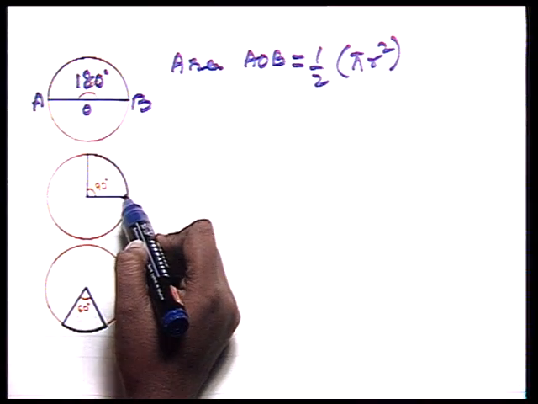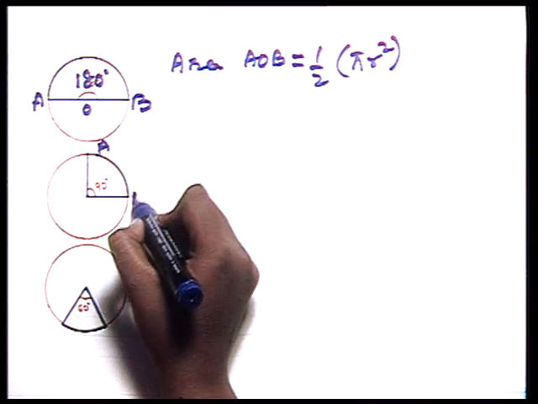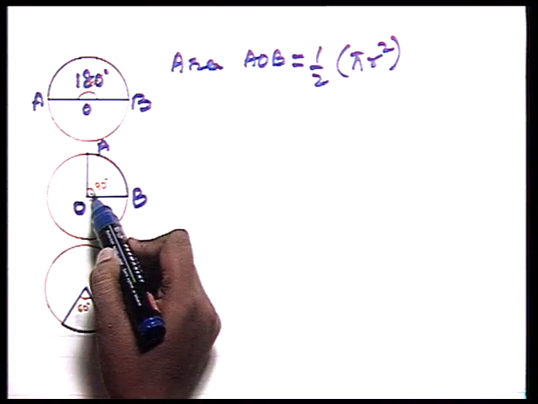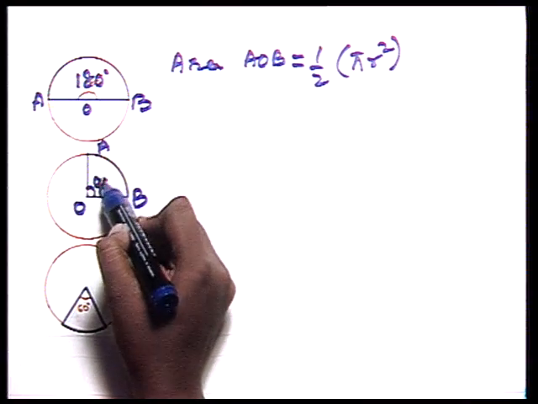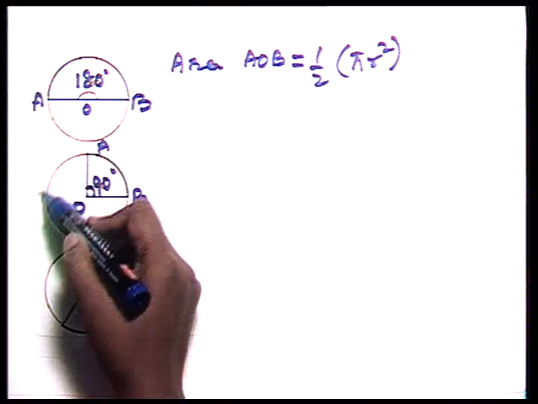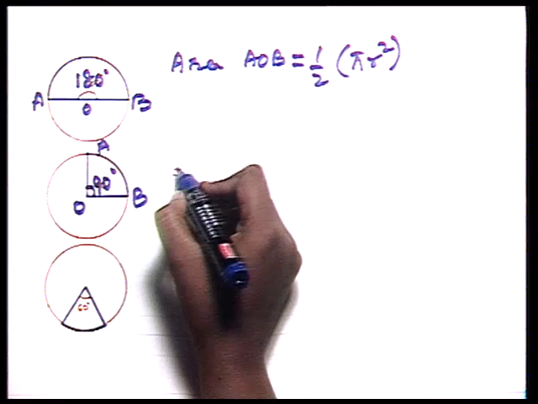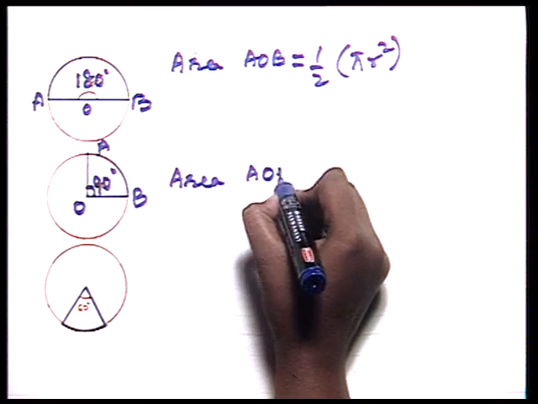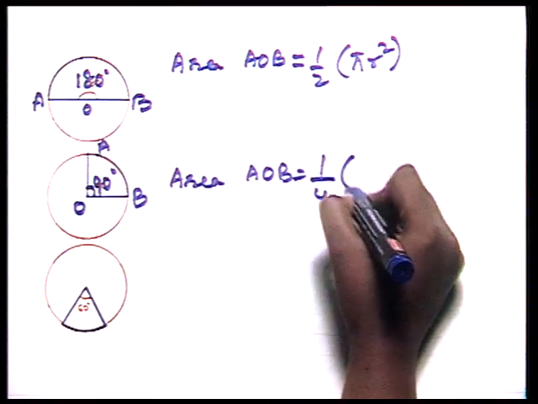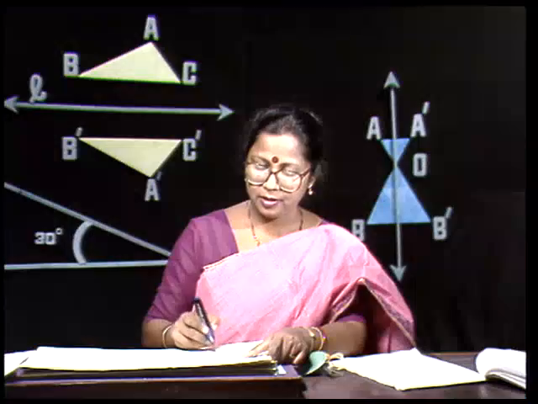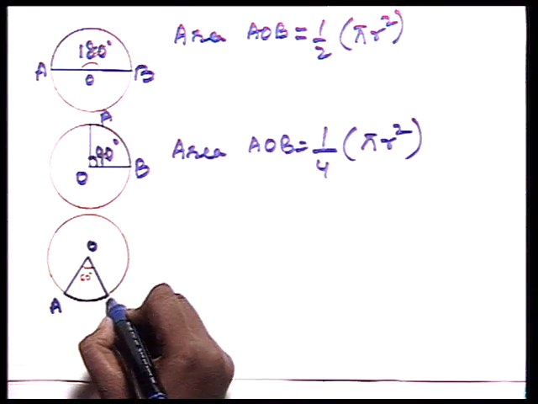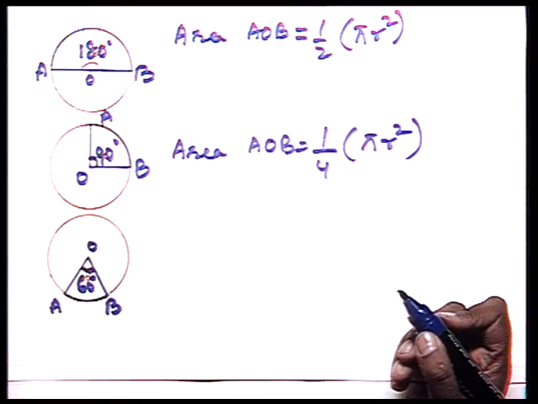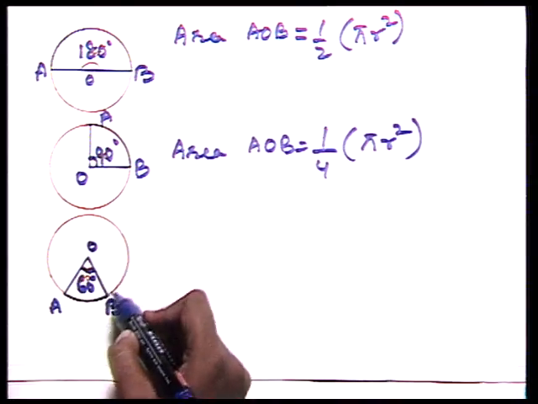Similarly, can you tell what will be the area of this sector AOB? Again, since this sector is making an angle of 90 degree at the center, therefore, this is 1/4 of the whole circle, and hence its area will be equal to 1/4 into pi r square. Now, can you tell what will be the area of this sector AOB, which is making an angle of 60 degree at the center? Again, think what part is it of the whole circle?